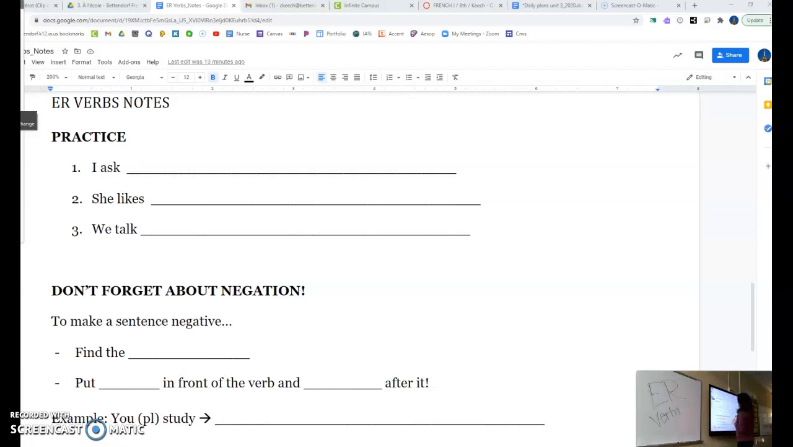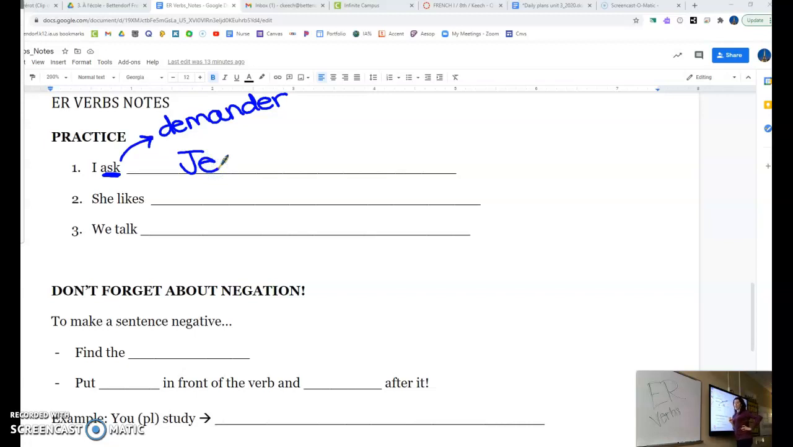Okay, sorry. So the first thing you need to do is, if I'm asking you to do a translation, you need to know how to say to ask. To ask, which you should find on your yellow sheet, is demander. Okay? I is je.